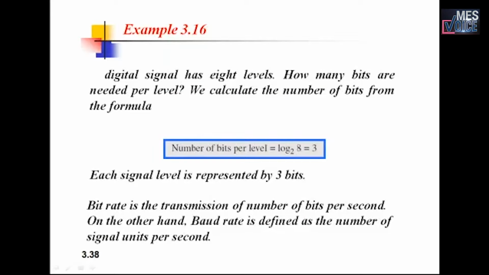Now, imagine a digital signal has 8 levels. How many bits are needed per level? We can calculate the number of bits by using the formula: number of bits per level is equal to log 2 of the total number of levels, which in this case is 8. So the answer becomes 3. Each signal level is represented by 3 bits. The bit rate is the transmission of number of bits per second and we have baud rate, which is defined as the number of signal units per second.